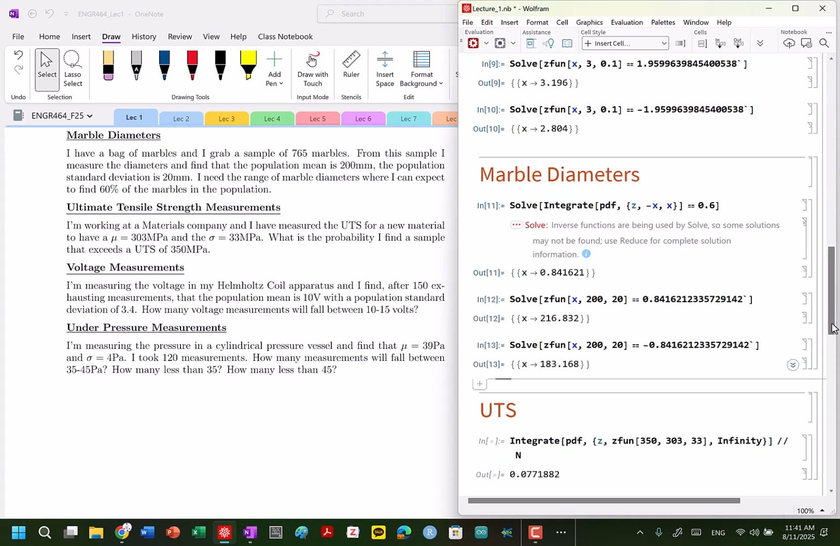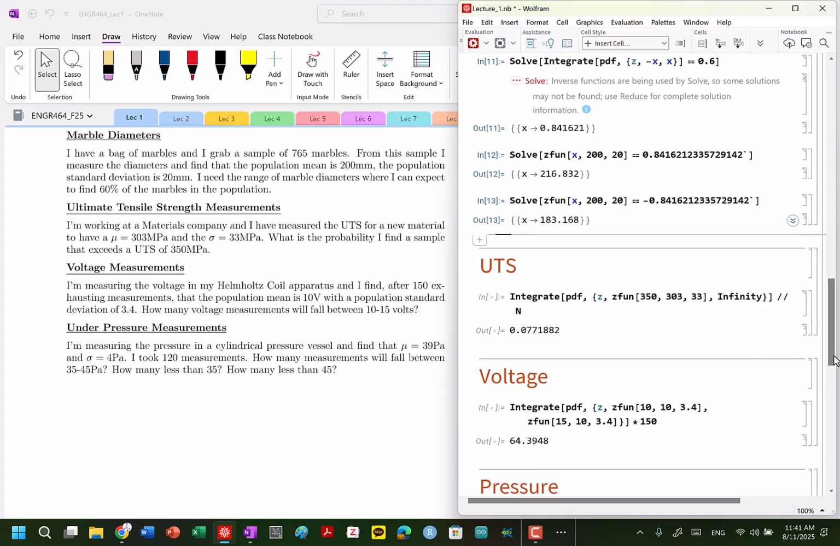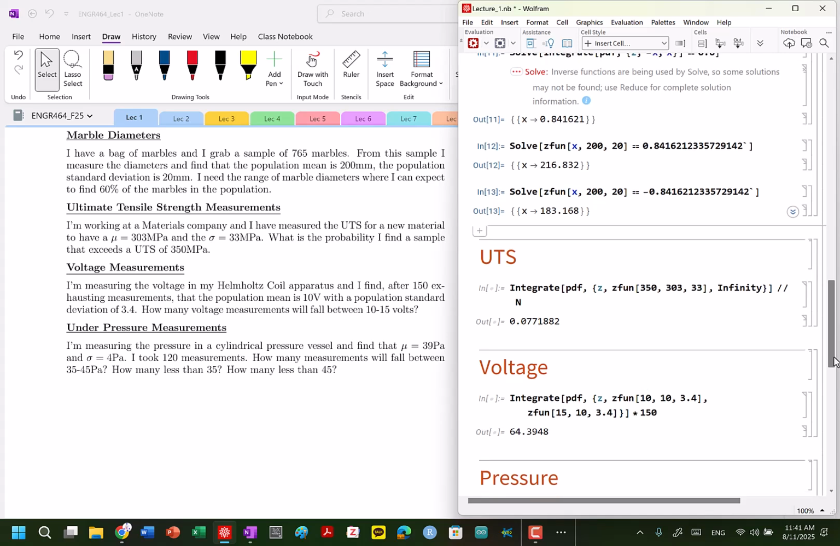Great. UTS, working in a materials company. What's the probability to find a sample that exceeds 350? So if I'm looking at exceeding 350, I want to integrate this from the z value of 350 to infinity, right? Because I want the probability to get everything beyond 350. So that's just going to be my integral range.